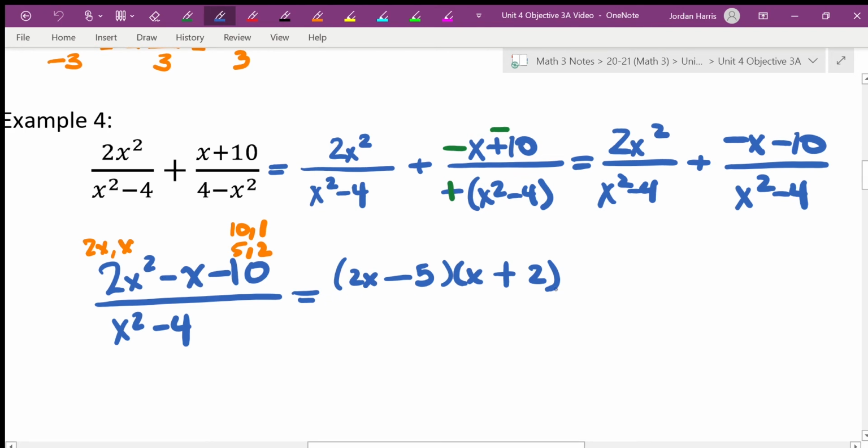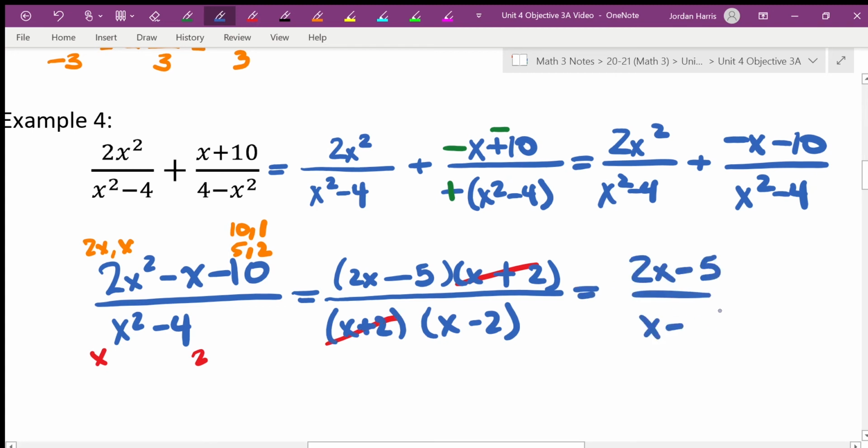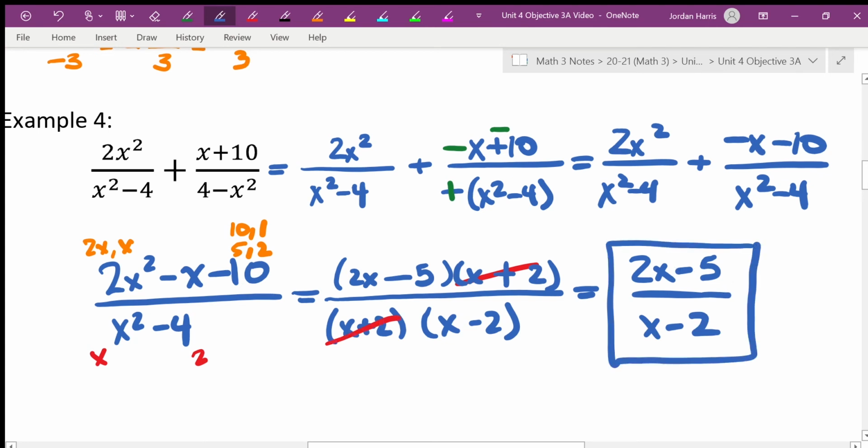Good. Over difference of squares. So this is square root of x, square root of that one is 2. So I get x plus 2, x minus 2. Ooh, we got common factors now. So we have to simplify. So I get 2x minus 5 on top, x minus 2 on bottom. Remember, they're glued together with the pluses and minuses. So unless they're exactly the same all the way, can't do it since there's nothing else to factor.